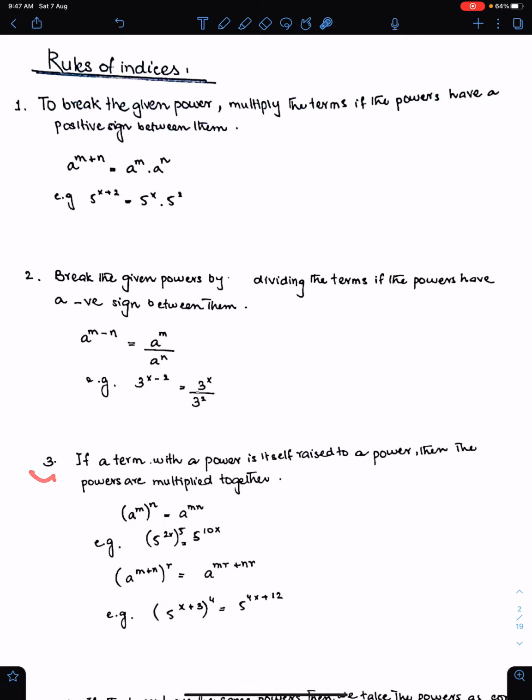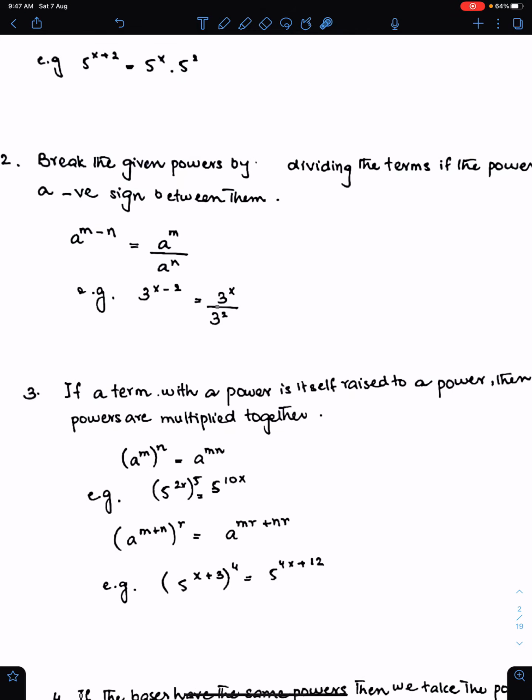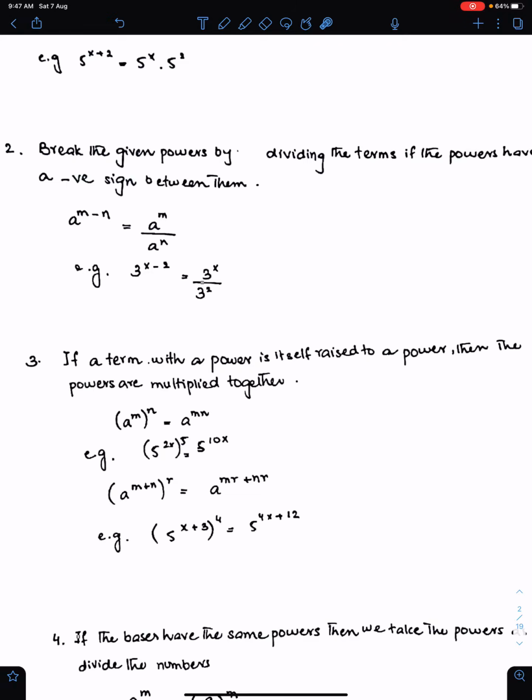Number 3. If a term with a power is itself raised to a power like this, then the powers are multiplied together. This n will be multiplied with m. So we have a to the power m into n. Well, if we have 5 to the power 2x and whole power 5, this 5 will be multiplied with this 2x. So we will have 5 to the power 10x.